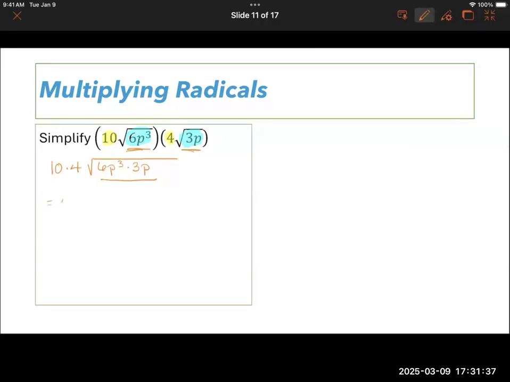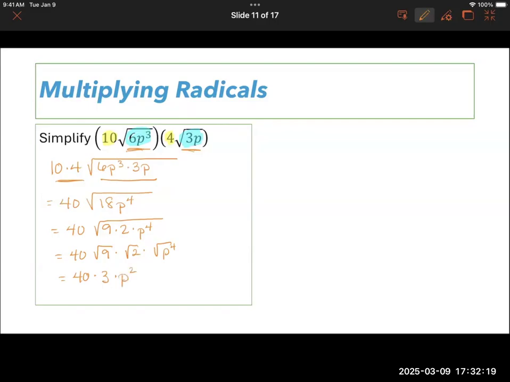So now we've got 40 on the outside, and we've got a square root of 18p to the fourth on the inside. The 18 can be split up into the square root of 9 times 2. We split those apart. We've got a square root of 9, a square root of 2, and a square root of p to the fourth. So the square root of 9 becomes 3. The square root of p to the fourth becomes p squared.